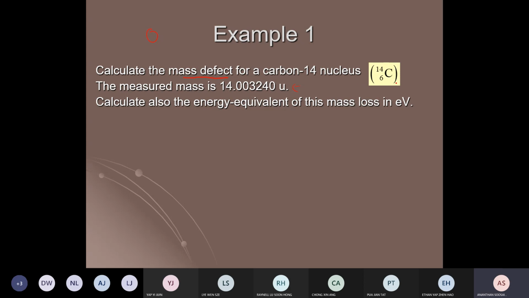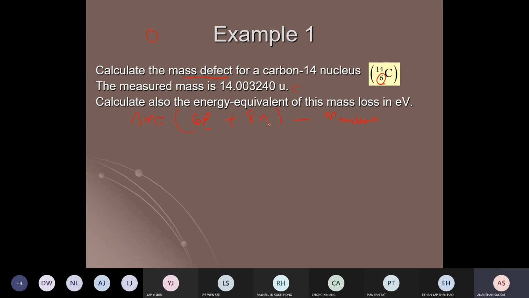So how are you going to find the mass defect? Mass defect is the total mass of the nucleons minus the nucleus mass, right? So carbon has how many protons, how many neutrons? Of course, it has 6 protons, plus 14 minus 6, which is 8 neutrons. So the mass of 6 protons plus 8 neutrons minus the mass of the nucleus will give you the mass defect.